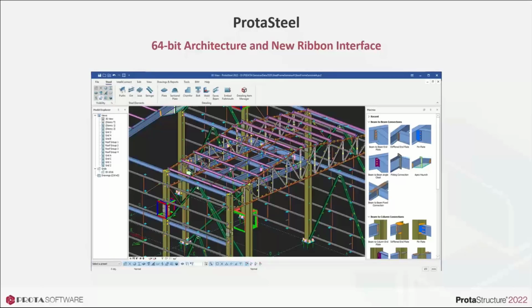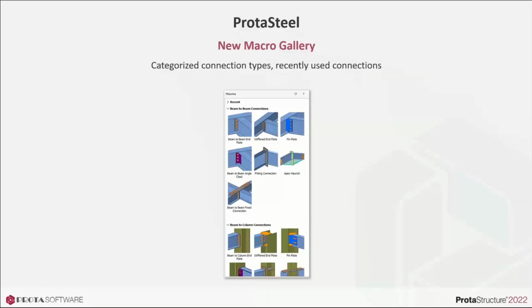So we made ProtaSteel even better with 2022. It's now more performant, and it supports 64-bit software architecture. It has also gone through a complete facelift featuring a modern ribbon toolbar. I can easily say that ProtaSteel is now even more compatible with usage habits of draftsmen and industry standards. We developed a new macro gallery which makes it a breeze to pick the desired connection type and categorize it in several tabs.